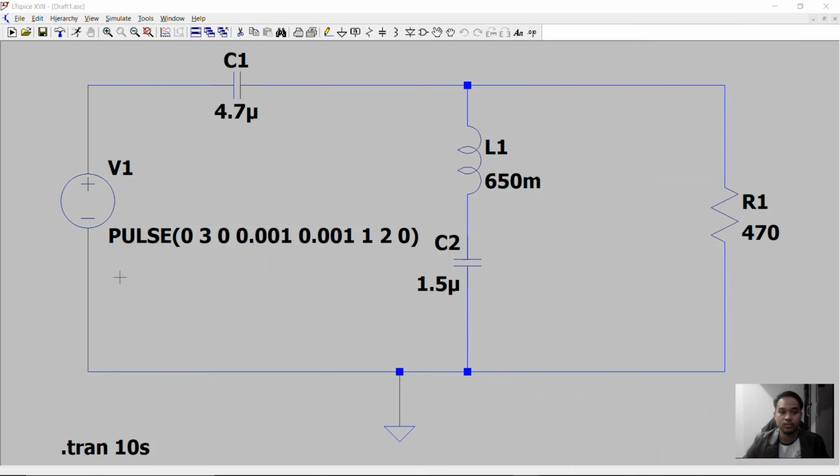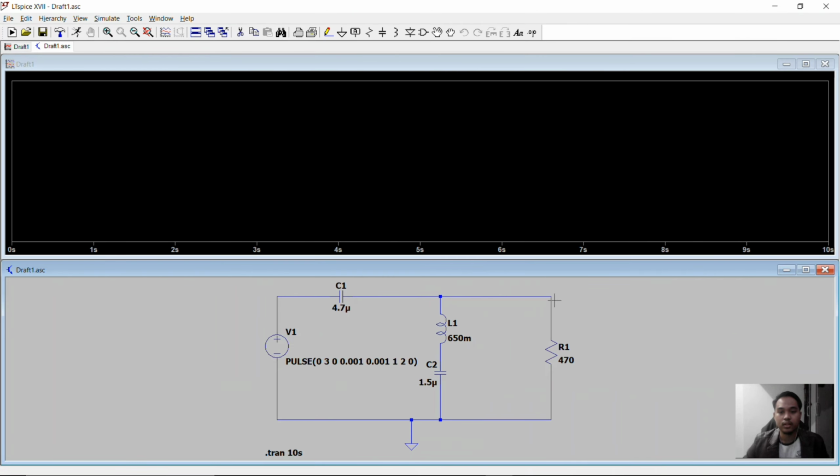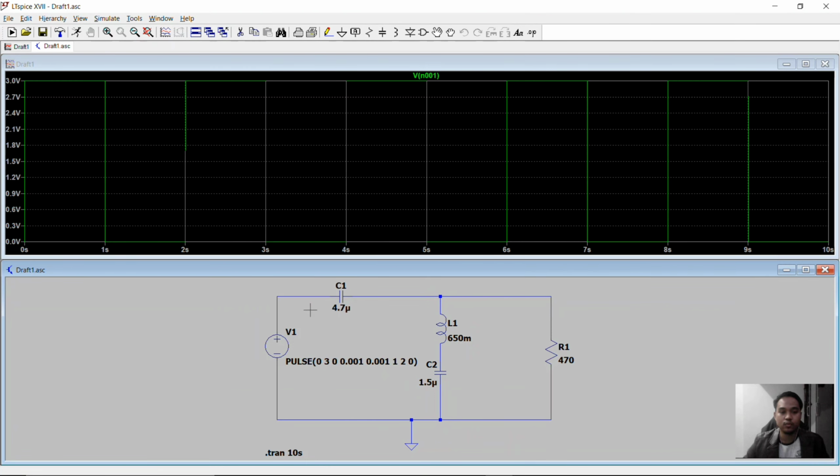As you can see, the voltage supply we are using is a square waveform voltage. This is the setting. Okay, I will run the simulation now. First we will see the voltage of the voltage supply for our circuit. This is the square waveform that you can see.